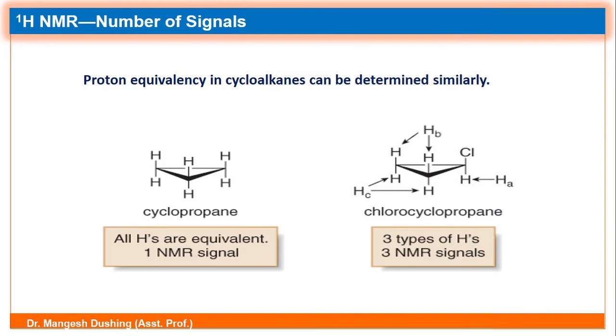So in this way, we have to see the molecule properly, apply some symmetry elements and see how many types of protons are present in the molecule. Different types of protons give us different NMR signals in the NMR spectrum.